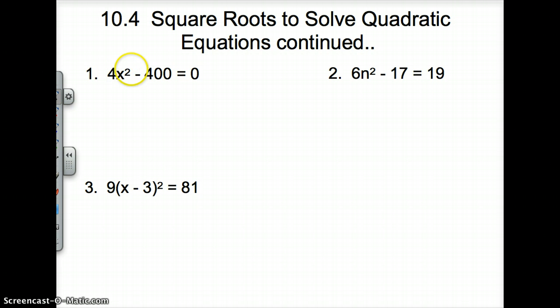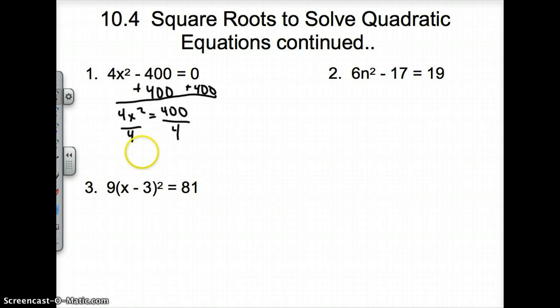We want to get this x squared by itself. So how do we do that? We have to add 400 to both sides. So now we get 4x squared equals 400. How do you get this x squared by itself? How is the 4 attached to the x squared? Through multiplication. How do you undo multiplication? Through division. So we are going to divide each side by 4 to get x squared equals 100.